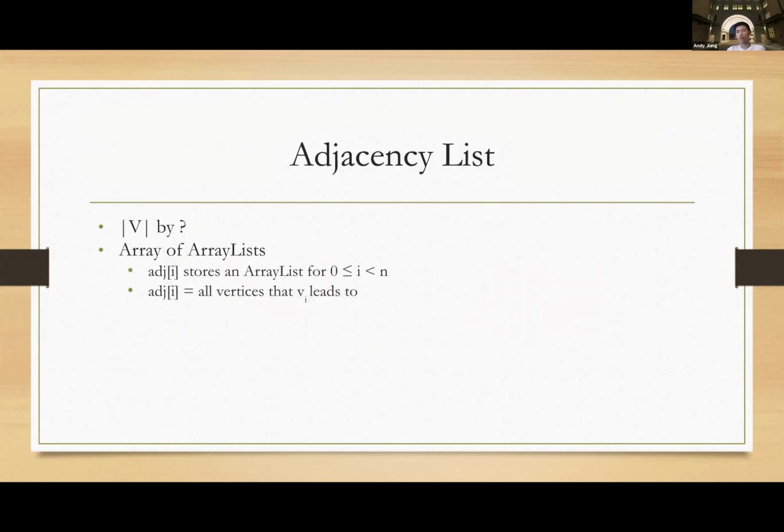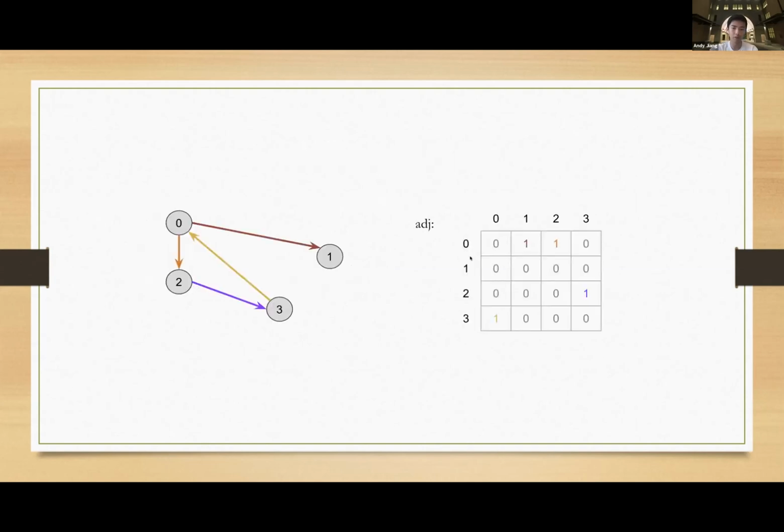So our other choice to represent a graph is the adjacency list. This still has V rows, or size of V rows, but the number of columns varies. It's not going to be uniform like this.